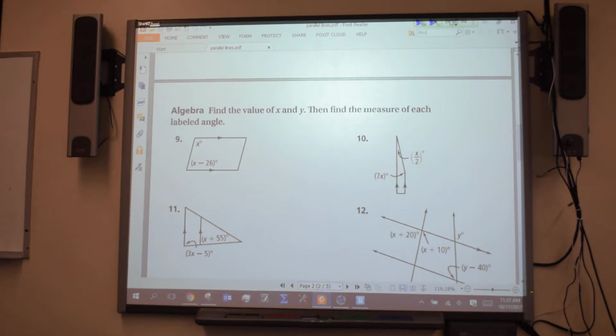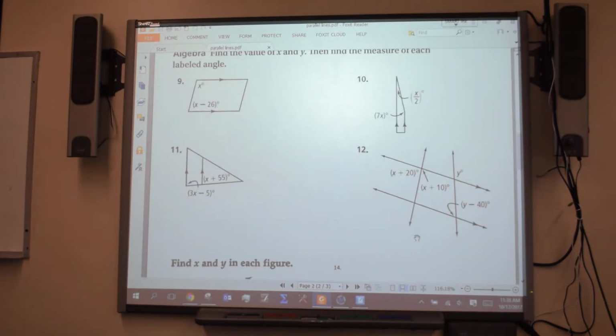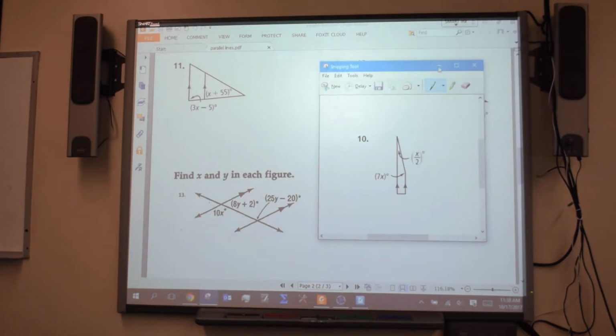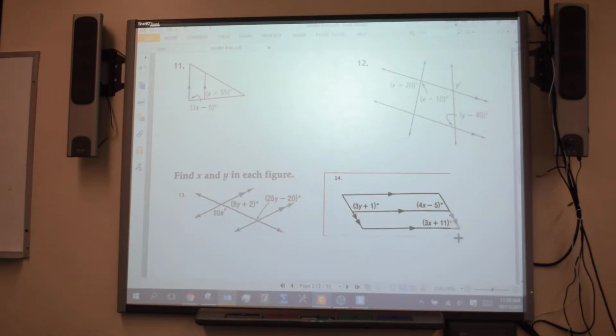That's how you would do number 10. Any others you want to talk about? Yes. 14. First part, but the second part I messed up. Yeah, me too.